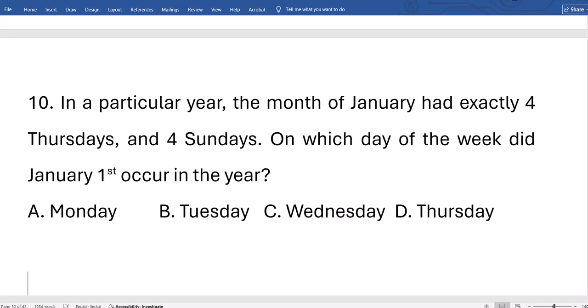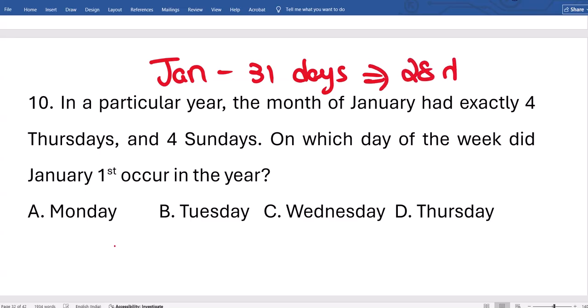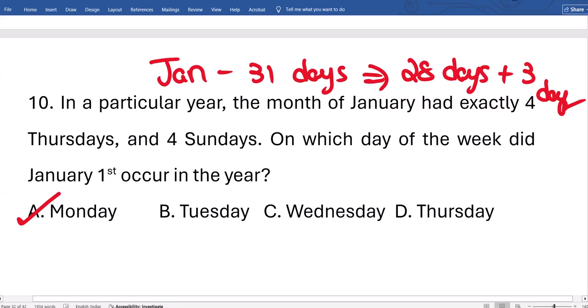Or else by looking at the options, we can decide actually. So January, how many days, you said? 31 days. So I can write it as 28 days, which means 4 weeks plus 3 days. If I'm not wrong, the answer should be Monday.